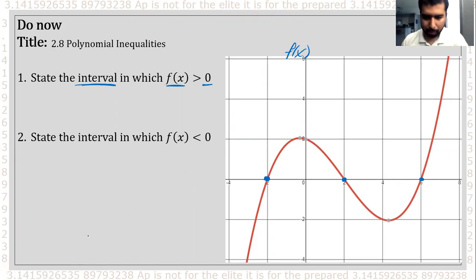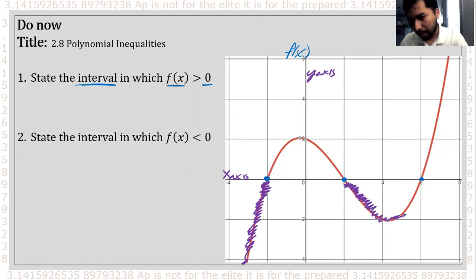I'm going to get the purple, and anything that is below the x-axis. In case you can see it, this is the x-axis, and this is the y-axis. Anything below the x-axis, so this right here, and between 2 and what we're going to say is 5, these in purple are when f of x is less than 0. And in case you forgot, f of x is the same thing as saying y, when y is less than 0.